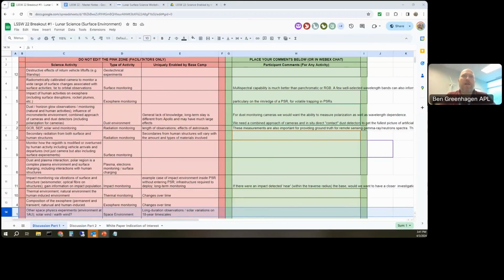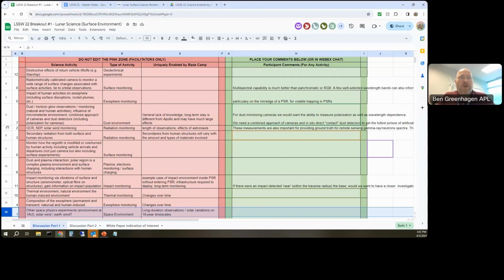So in the surface environment lunar science session, we came up with 12 different science activities we wanted to look at, starting at the top, not of this chart, but of the most distant from the surface, the space physics realm. There's interest in understanding space physics experiments, really understanding the environment at 1AU, and not just the solar wind, but also the idea of the Earth wind, depending on what phase the moon is in, and going through the magnetotail could have different effects as well.